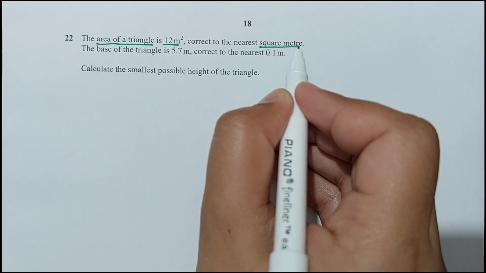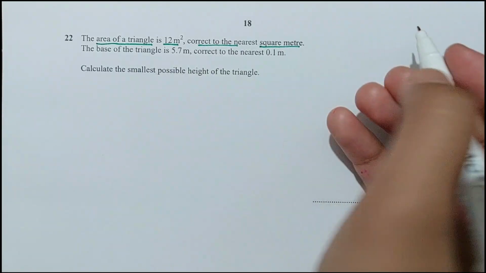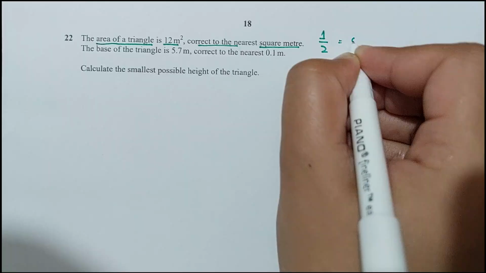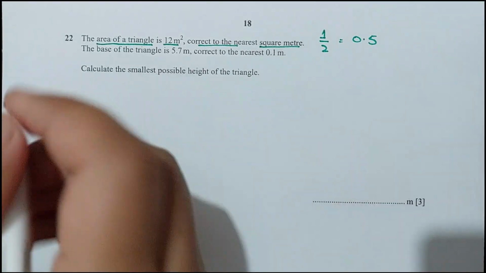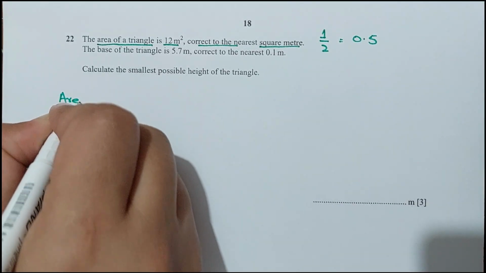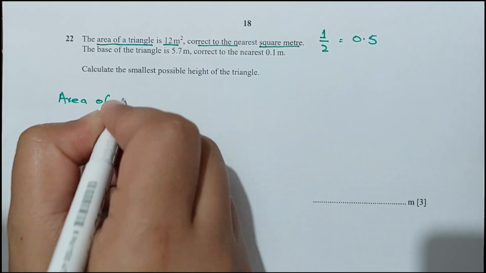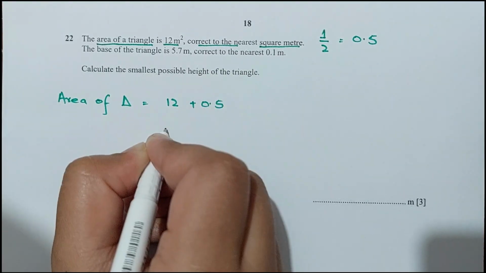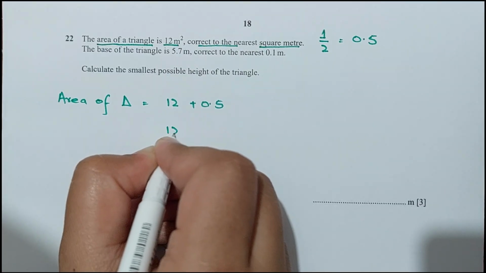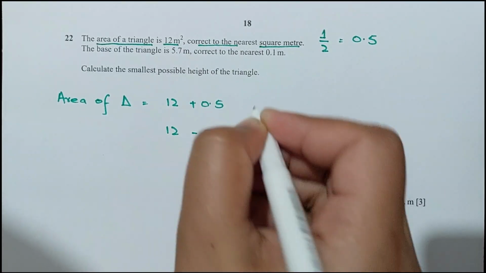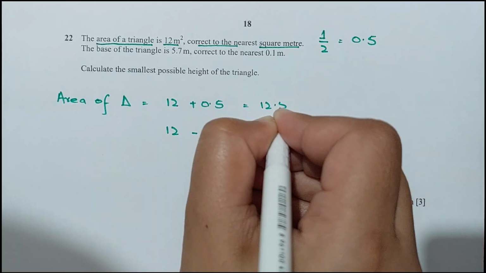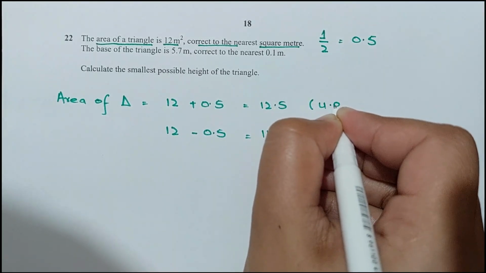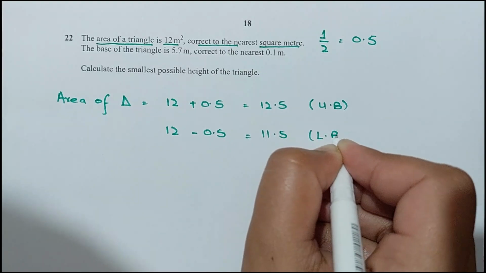Square meter, same unit. So whenever you have correct to the nearest 1 square meter, you divide it by 2. 1 by 2 is 0.5. You have to add and subtract 0.5. So area of triangle is equal to 12. Add 0.5 and subtract 0.5: this is 12.5 and this would be 11.5. So this would be the upper bound and that would be the lower bound.